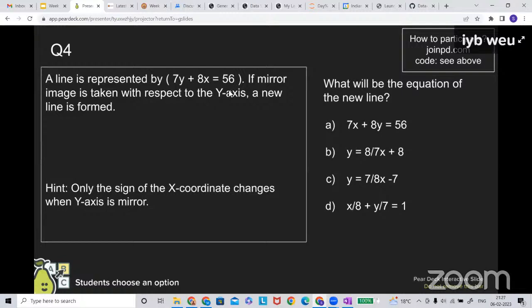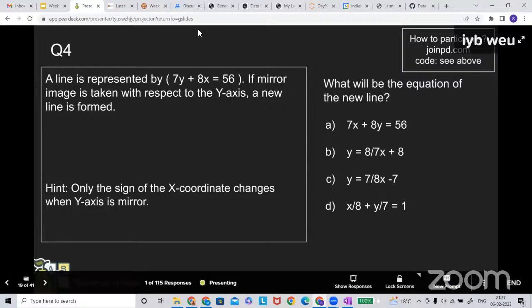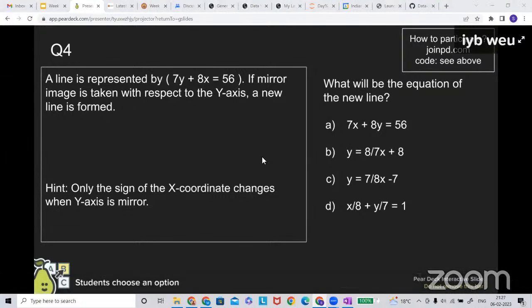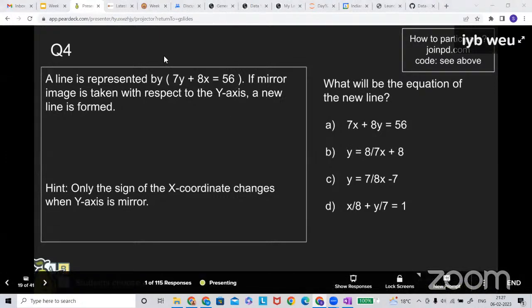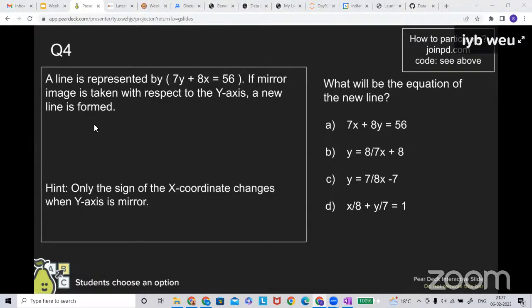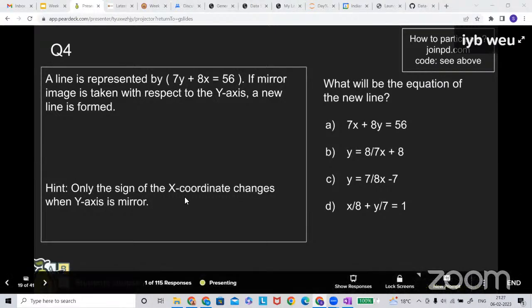Okay, so please solve this one. We have this question: a line is represented by the given equation. If the mirror image is taken with respect to the y-axis, a new line is formed. So what is the equation of that line? Which new equation is formed? Hint: you can think that only the sign of the x coordinate changes when the y-axis is the mirror.